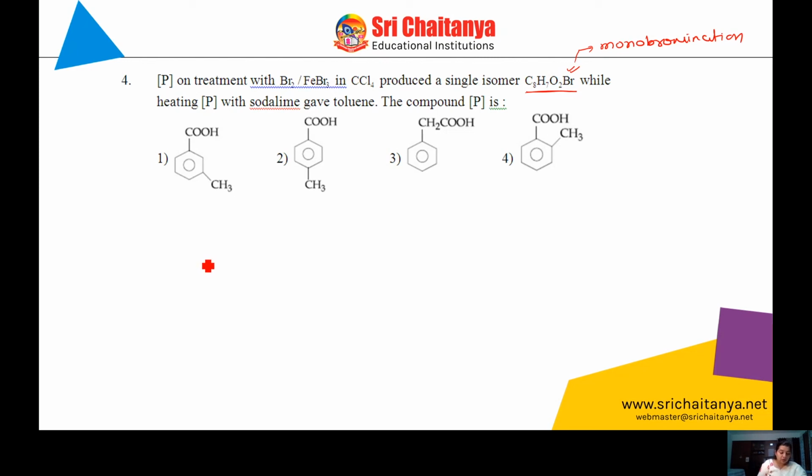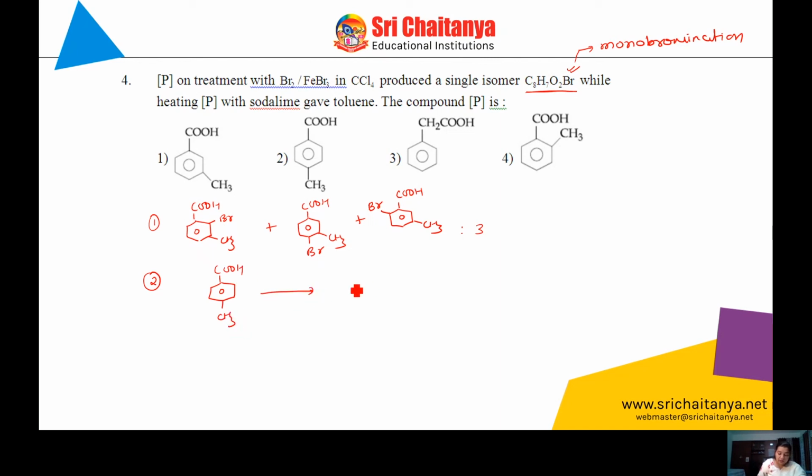Now the point is that it will produce a single isomer with FeBr3 and bromine. Let us go to that point. In option number 1, if I have the given reagent reaction, I can have bromine here. In such questions, we go by the directive influence and the IUPAC name. There is an ortho-para directing CH3 group, which will control the position of the incoming electrophile. So there are 3 possibilities like this.